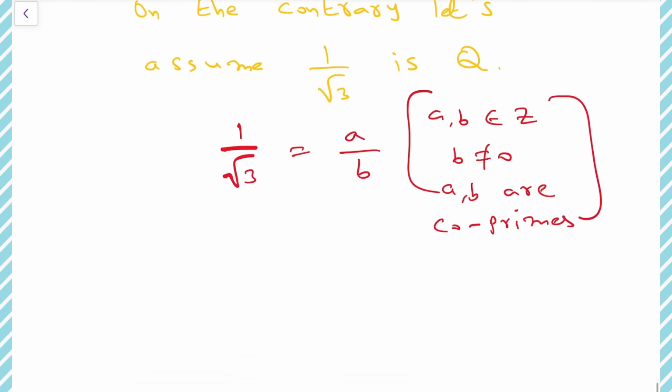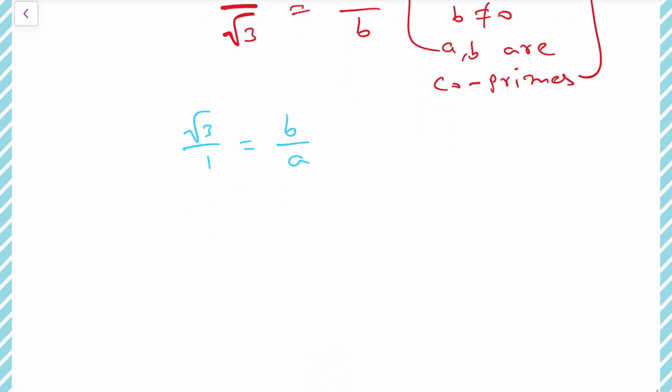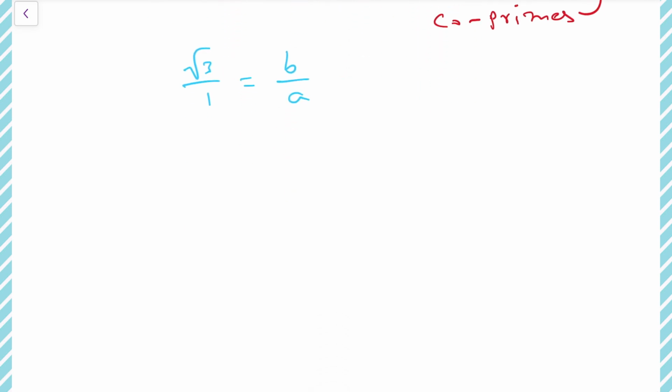Now whenever we have 1 by root 3, 1 by root 5, 1 by root 7, 1 by root 11, this kind of question, simply do the reciprocal. Now on both sides of the equation I am doing the reciprocal. So 1 by root 3 reciprocal is root 3 by 1, which is equal to a by b reciprocal, b by a. Root 3 by 1 can be written simply as root 3. That is equal to b by a.